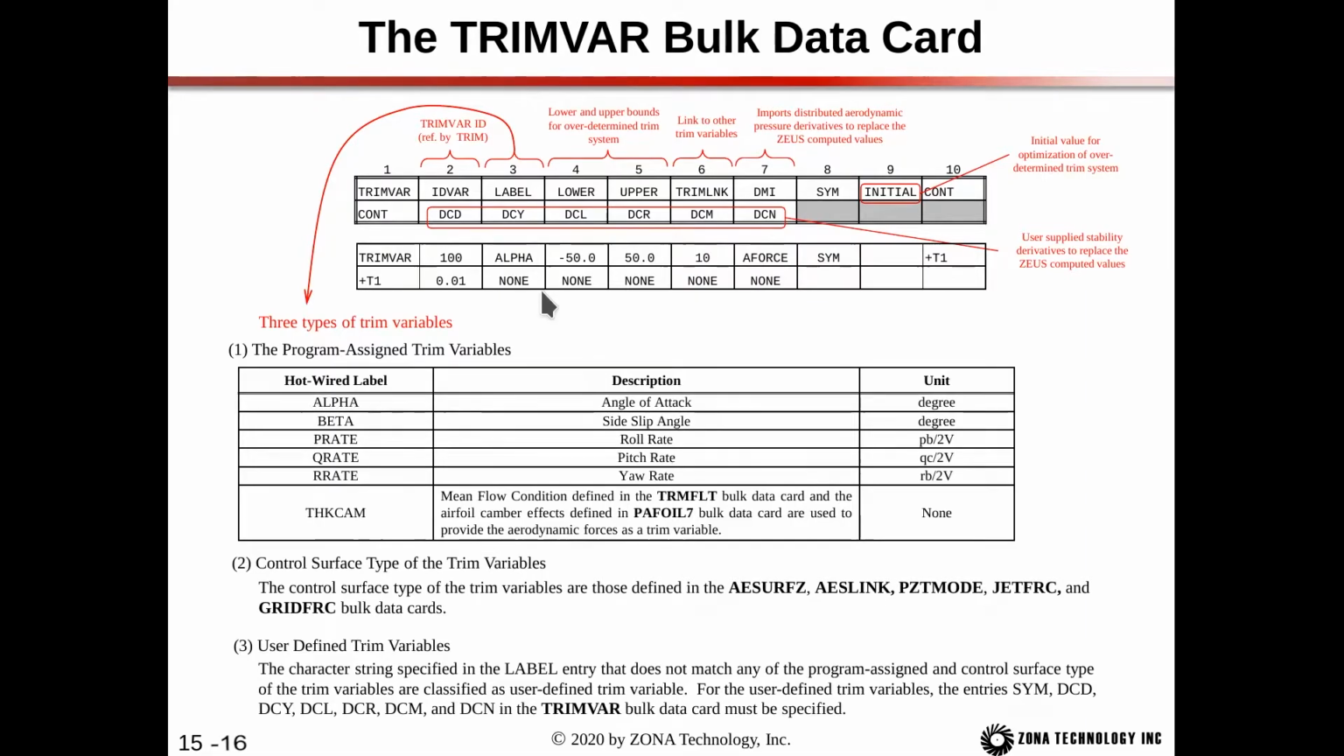So in this case, we have alpha as our trim variable, and the derivative of alpha with respect to CD, alpha CD, we're overriding the ZEUS computed value with our value of 0.01. The remaining stability derivatives, we specify none, so that ZEUS will use the ZEUS computed values for alpha in this example.